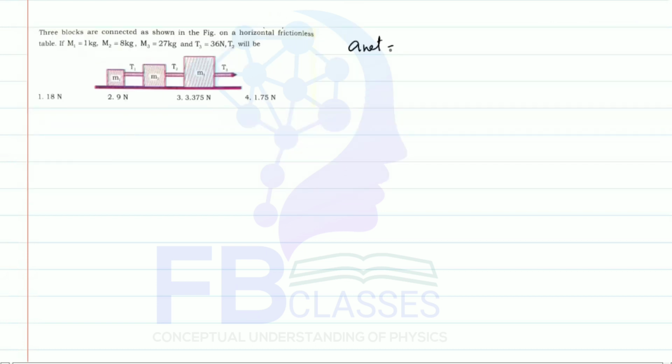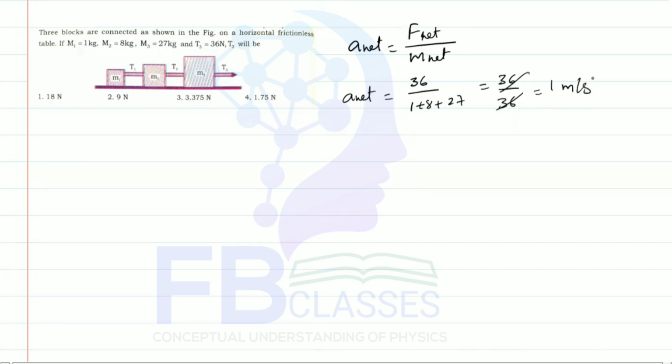Now first I am going to find out A net. A net is equal to F net upon M net, right? So A net is equal to, F net is how much, my dear? F net is equal to 36 Newton and M net is equal to 1 plus 8 plus 27, that is equal to 36 upon 36. So the acceleration will come as 1 meter per second square. Understand? Now I am going to draw the free body diagram to find out the tension.